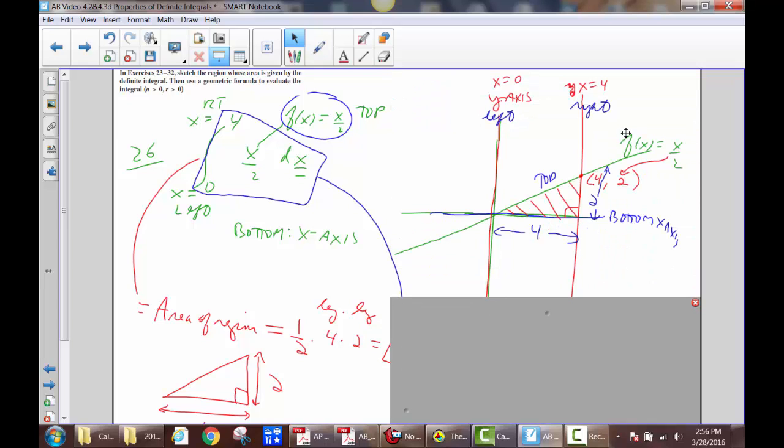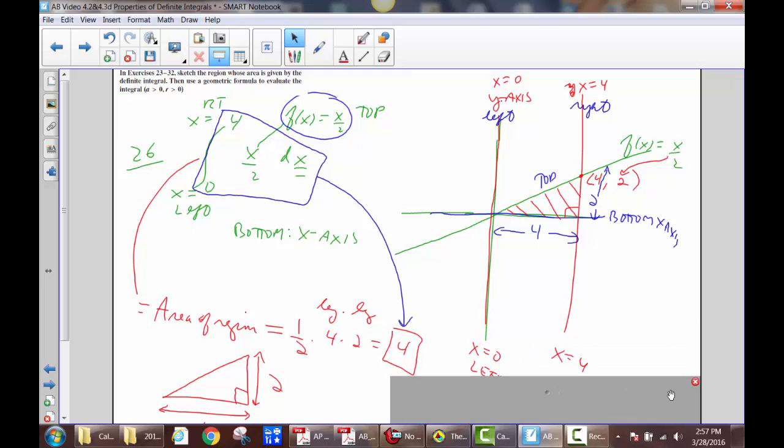If you draw that, you'll end up with a right triangle, and therefore the area is 1/2 leg times leg, or base times height, which, as you can see, is 1/2 times 4 times 2. And the reason I know that's 2 is because the right border is x equals 4, and x equals 4 intersects this line. You just replace x by 4. You get 4 over 2 is 2. So the height is 2, and therefore that is what that integral is exactly equal to.